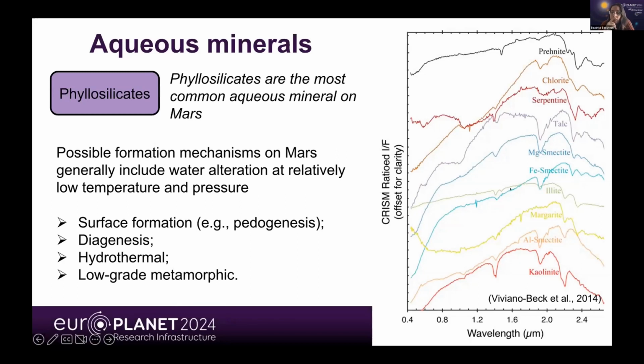That's also because we have lots of different formation mechanisms for clays that can happen on Mars. Some of these formation mechanisms are surface alteration, like for example pedogenesis, while other formation mechanisms happen in the subsurface, like for example diagenesis, hydrothermal alteration, or low-grade metamorphism.